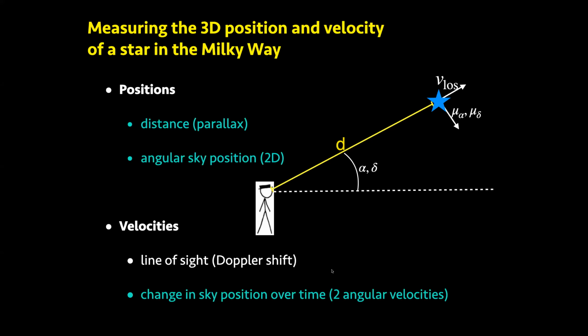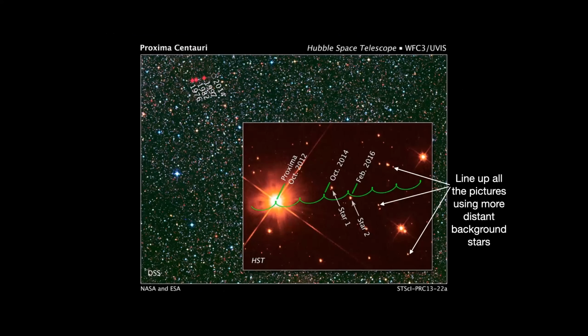And I'll show you a little bit more about how that works. So the basic idea I will illustrate with our closest neighbor, Proxima Centauri, which is the star shown in this Hubble and in the background DSS image. So basically what you do is you take a lot of pictures over time of the same star, and then you line them all up using more distant background stars that you assume are far enough away that they'll have nearly 0 angular motion with time.